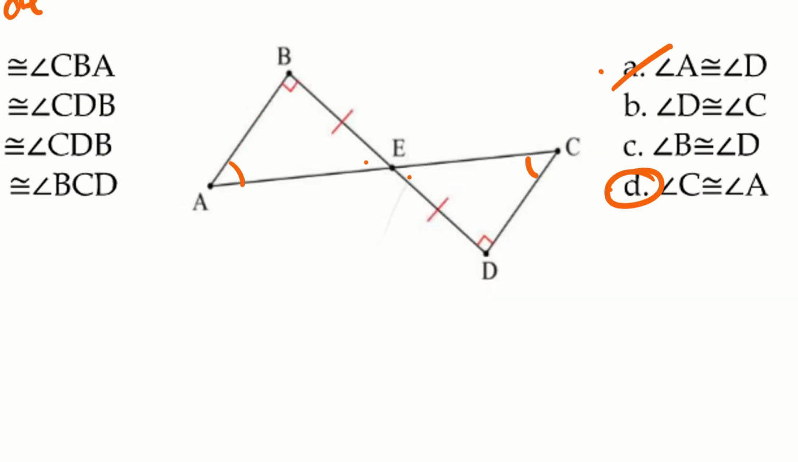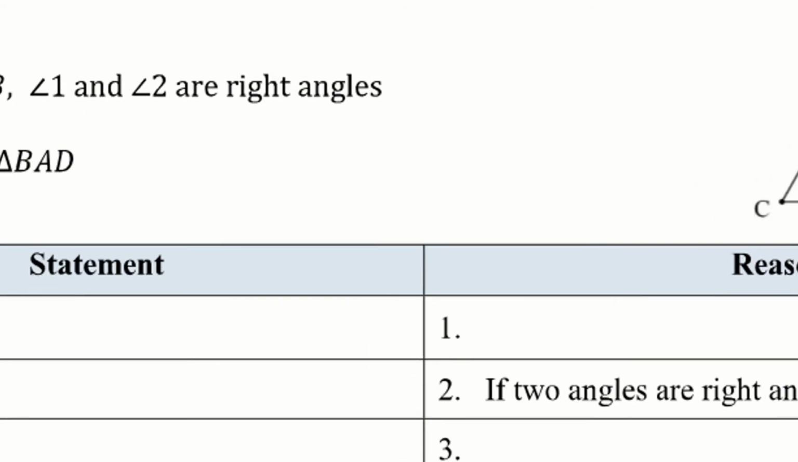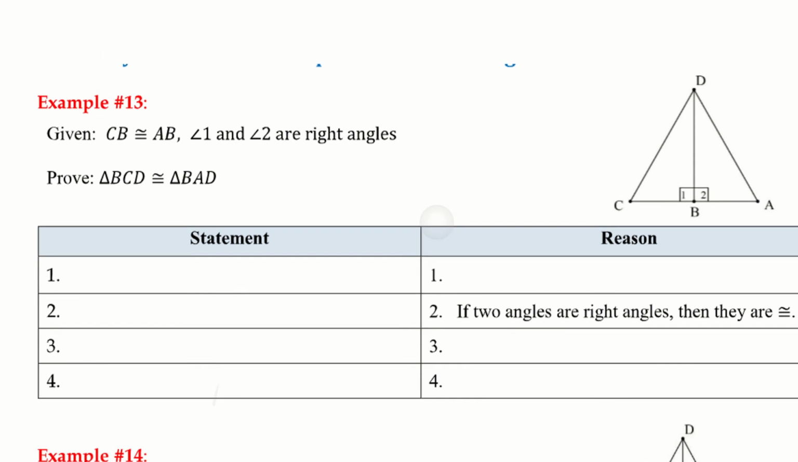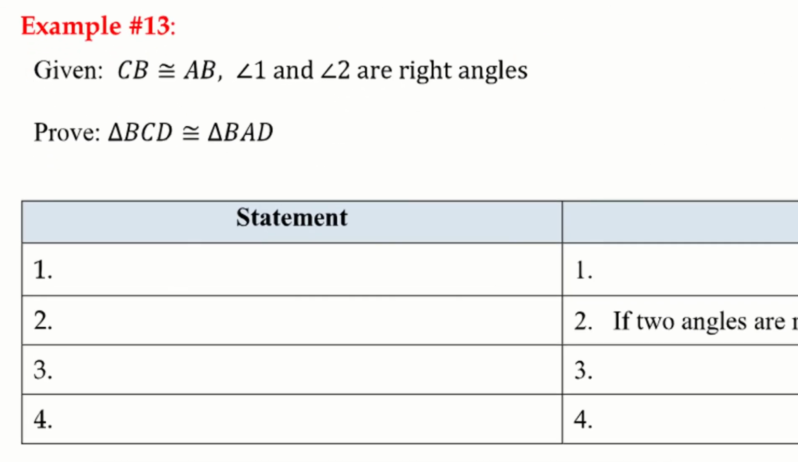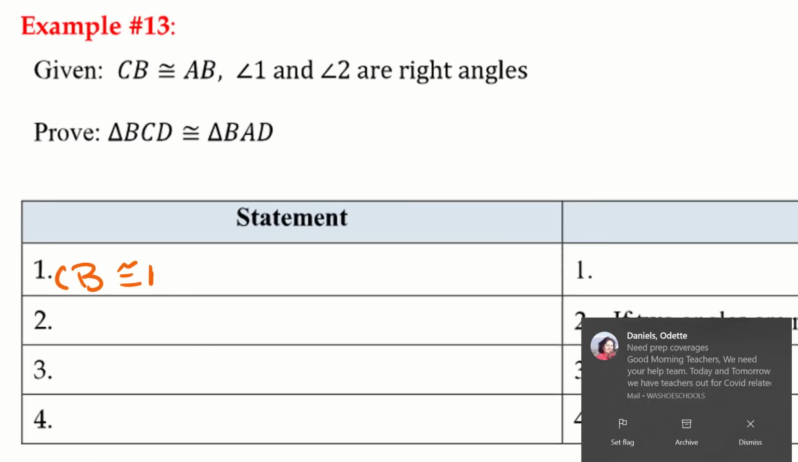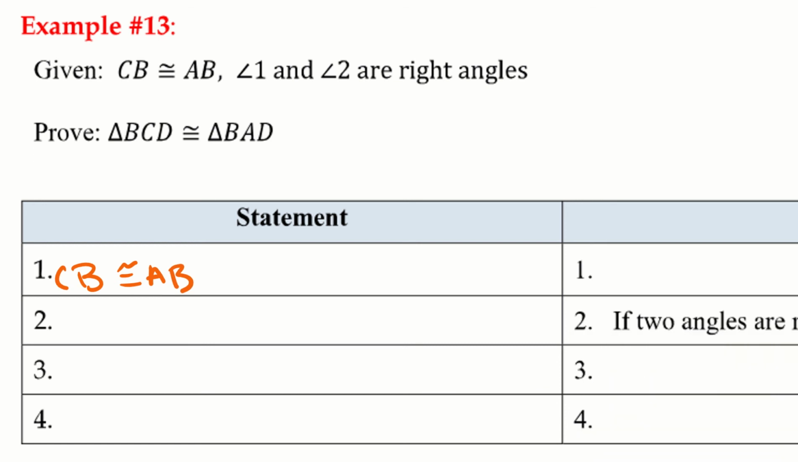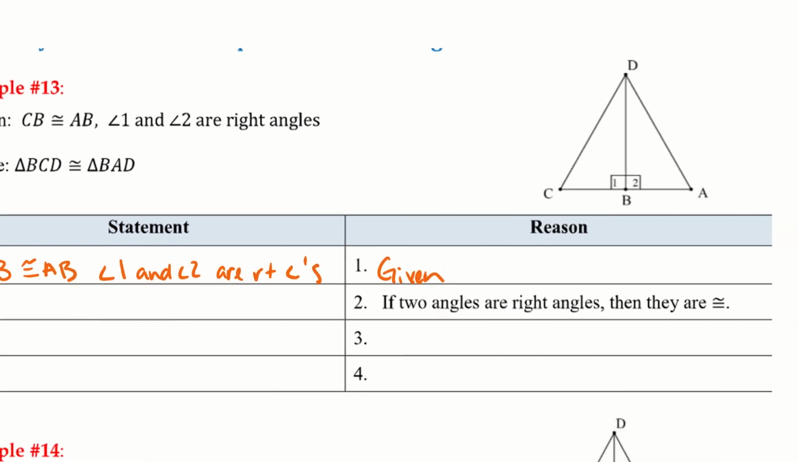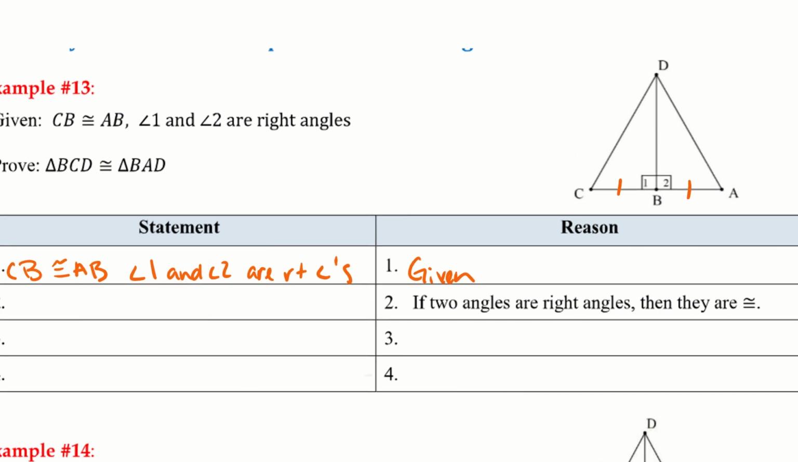Alright, let's go ahead and try a couple proofs with our new triangle theorems. So remember, our first statement is always going to be what's given to us. So CB is congruent to AB. And angle 1 and angle 2 are right angles. So this is given to us. Let's do CB. I'm going to mark my diagram. Alright, and then the second reason is given to us.